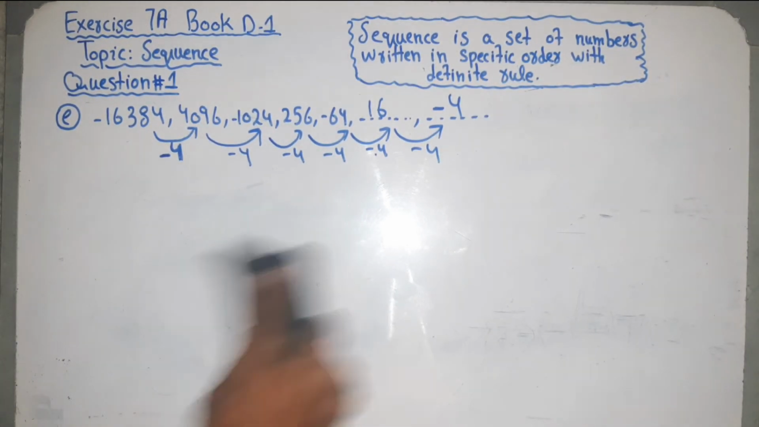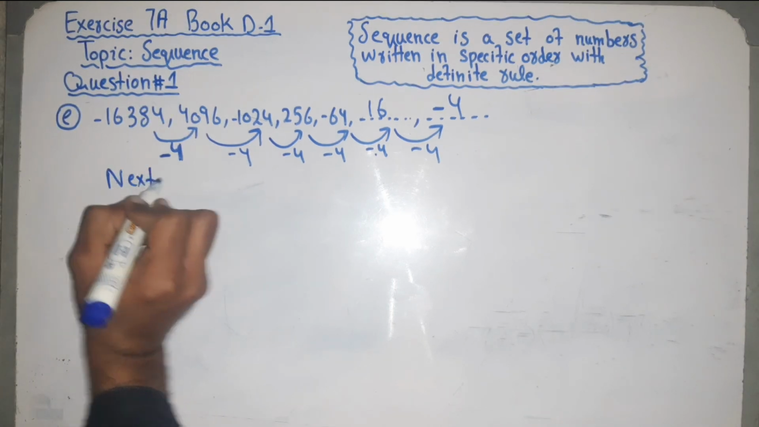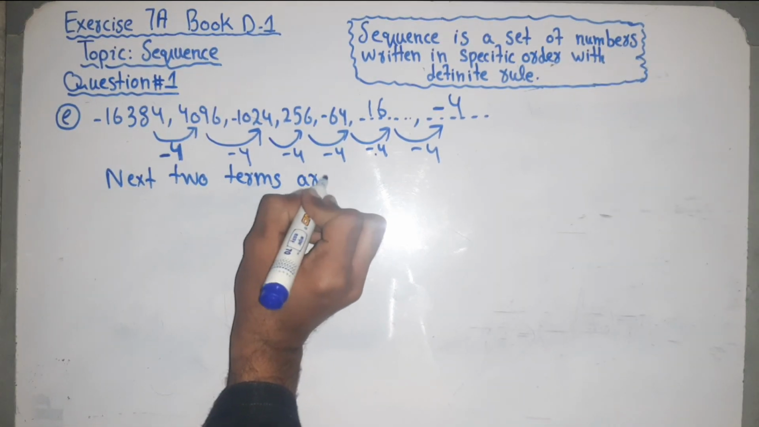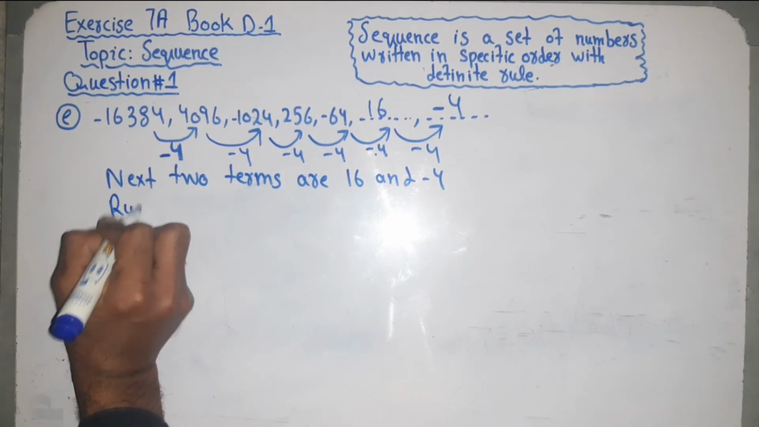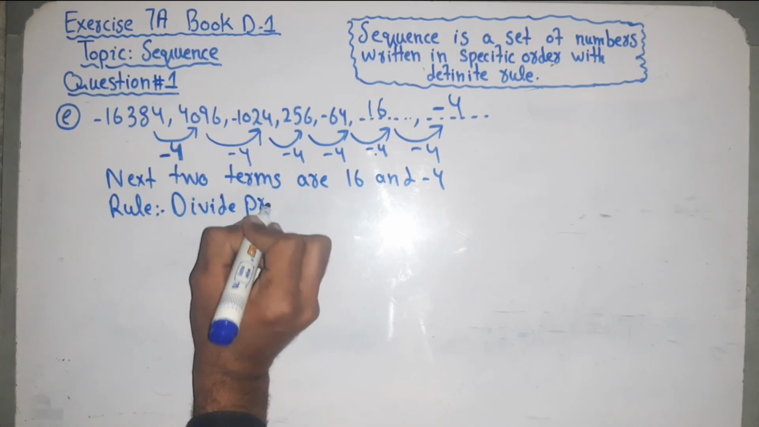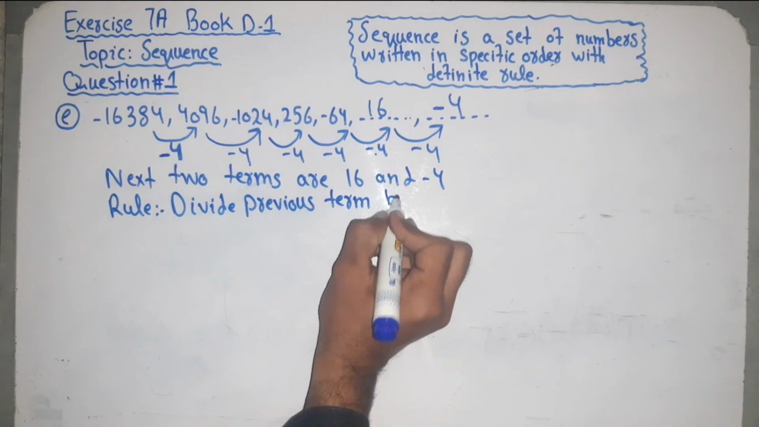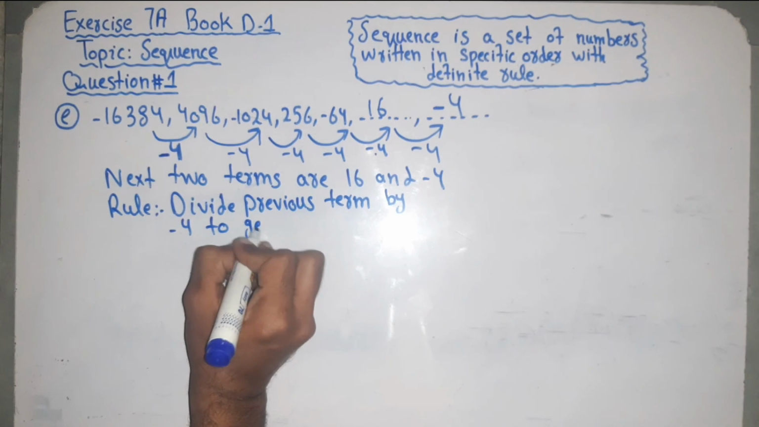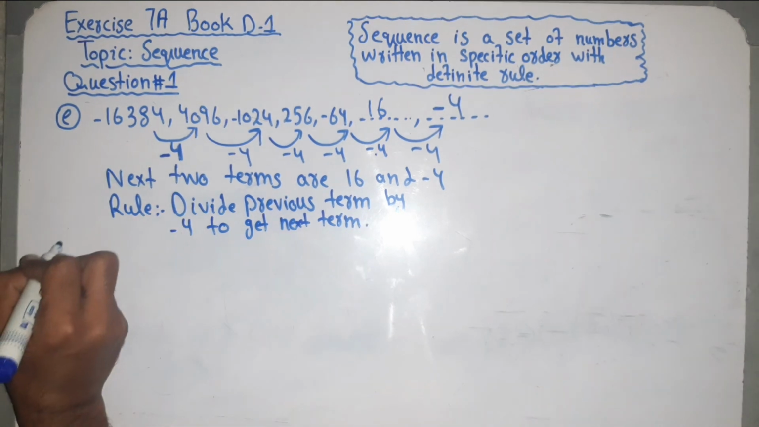So the next two terms are 16 and -4. Rule: divide previous term by -4 to get next term.